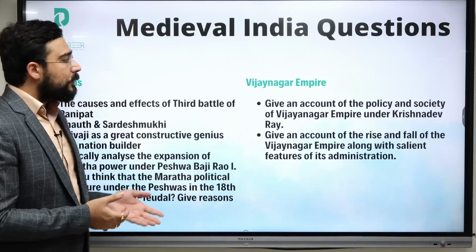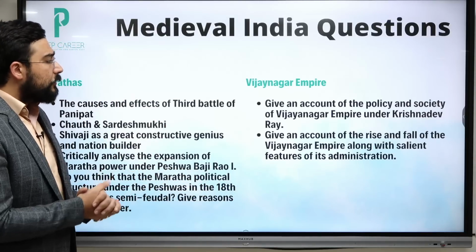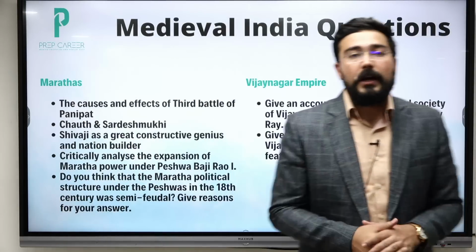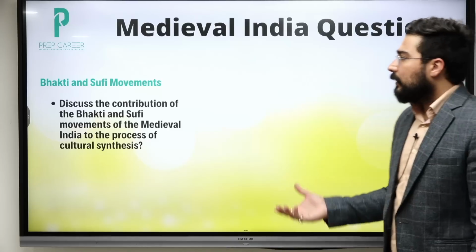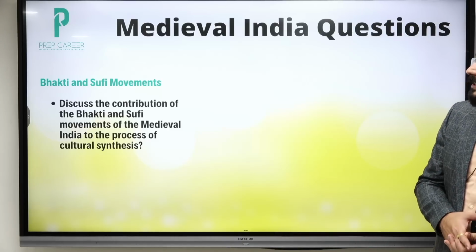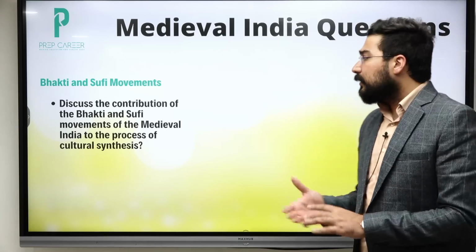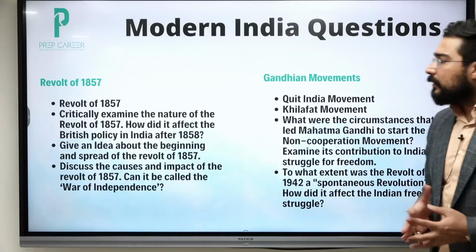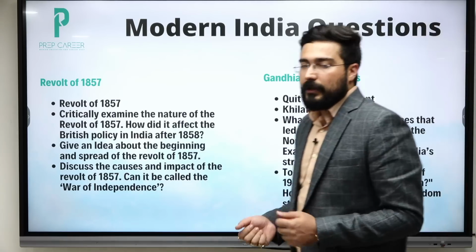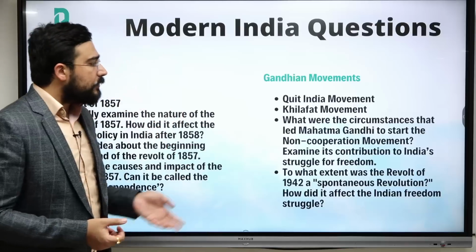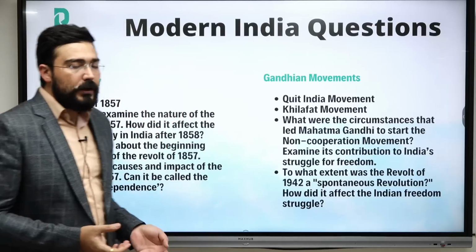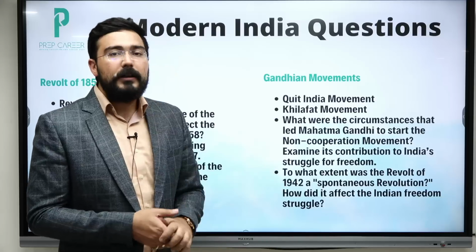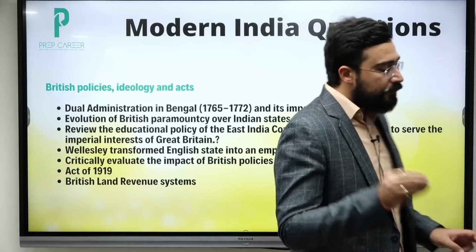Okay, with respect to Vijayanagar, an account of policy and society of Vijayanagar Empire, and an account of rise and fall of Vijayanagar Empire with salient features of its administration and Kara system, वो सब आपको mention करना है. Then in medieval, one single question in Bhakti and Sufi and how it led to the creation of cultural synthesis or composite culture. Then in modern, revolt of 1857, 2-3 questions have been asked. Gandhian movement, quit India, okay, Khilafat, circumstances related to non-cooperation movement, as well as can we call 1942 a spontaneous revolution. So just like UPSC, they are also asking certain debate specific question which you need to prepare specifically.